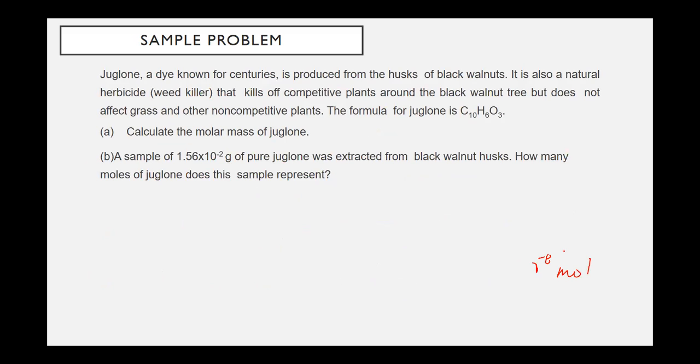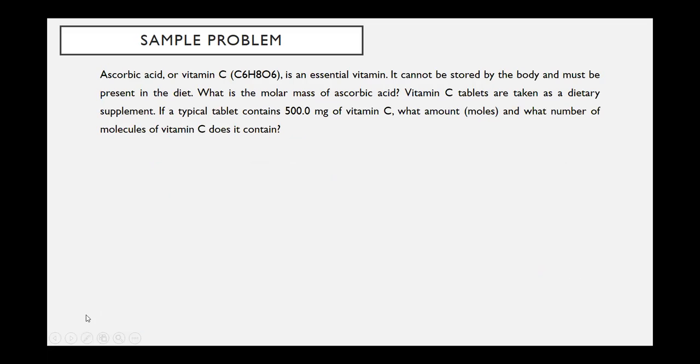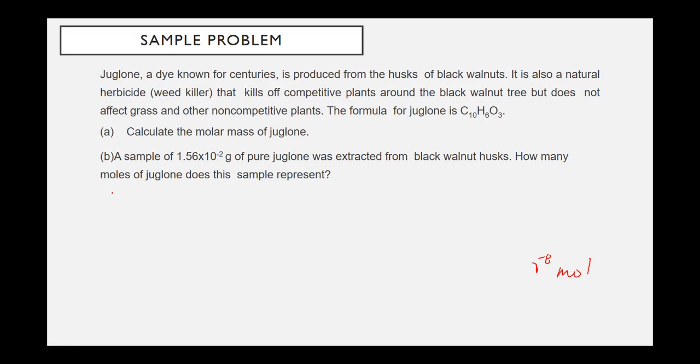So another sample problem we have: juglone, a dye known for centuries, is produced from the husk of black walnuts. It is also a natural herbicide that kills off competitive plants around the black walnut tree, but does not affect grass and other non-competitive plants. So the formula for juglone is C10H6O3. So first daw, hanapin natin na yung ating molar mass ng juglone.